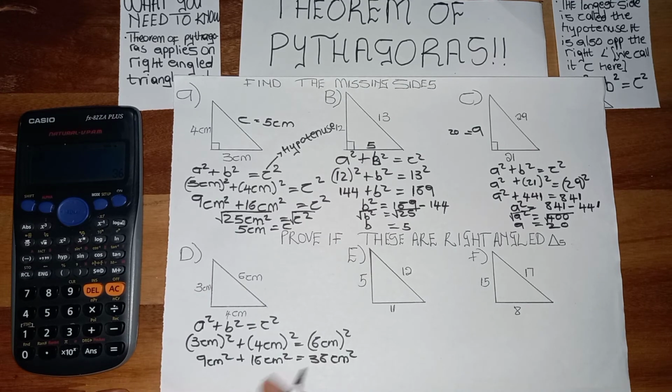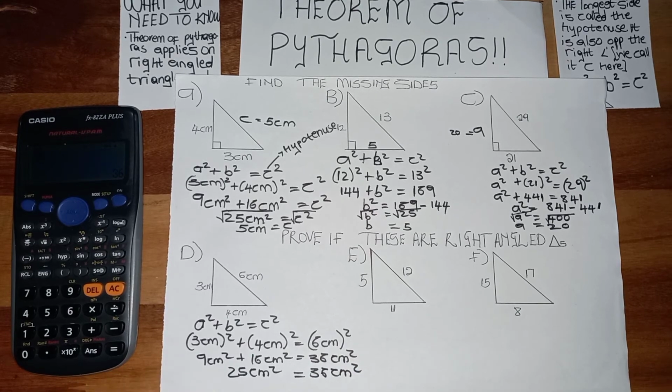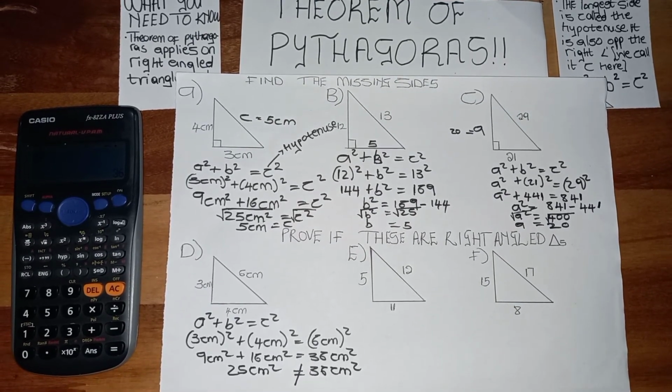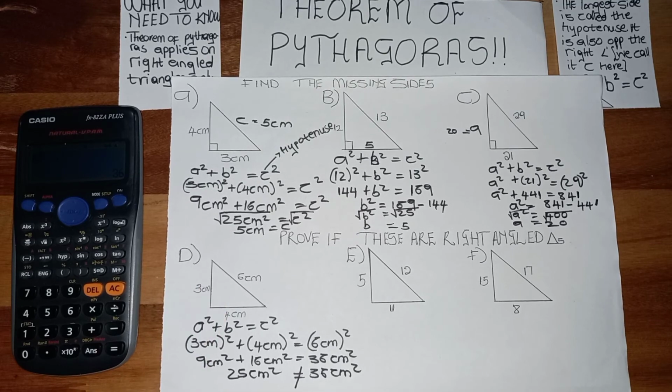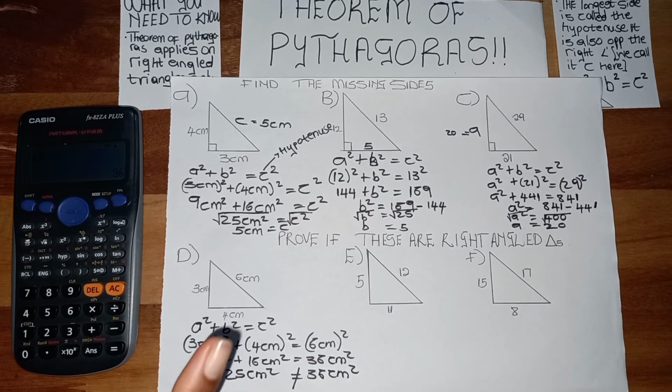9 centimeters squared plus 16 centimeters squared is 25 centimeters squared, equals 36 centimeters squared. So since the theorem of Pythagoras didn't apply here, 25 centimeters squared is not equal to 36 centimeters squared. It means that this is not a right angled triangle, because if it was a right angled triangle, both of the sides would have been 25 centimeters squared, or they would both have been 36 centimeters squared. So this one is not a right angled triangle.